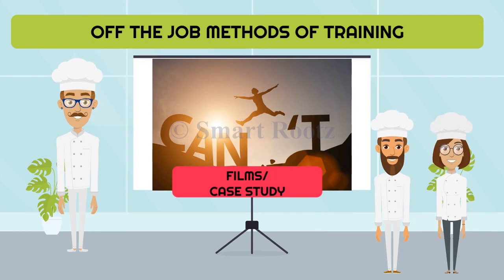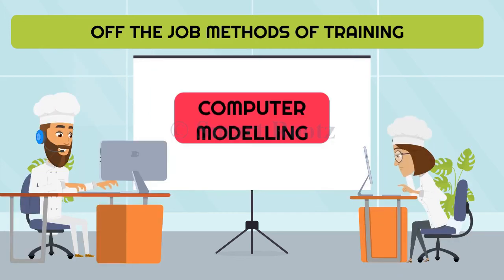Films and case study, which is taken from actual experiences of organizations, are also some of the off-the-job methods of training. Computer modeling is another off-the-job method which simulates the work environment by programming a computer to imitate the realities of the job. This reduces the risk and cost that would be incurred if the mistake was made in real-life situation.